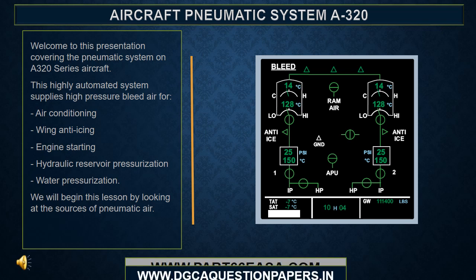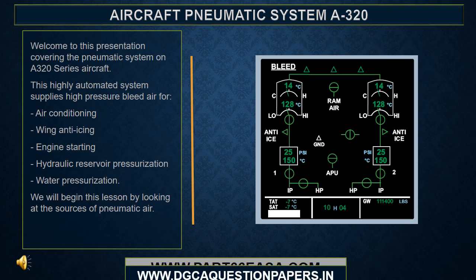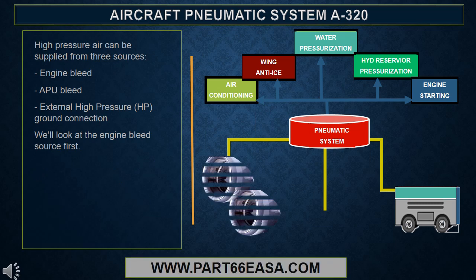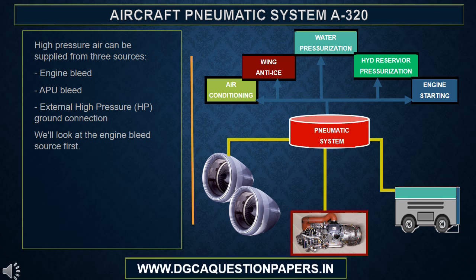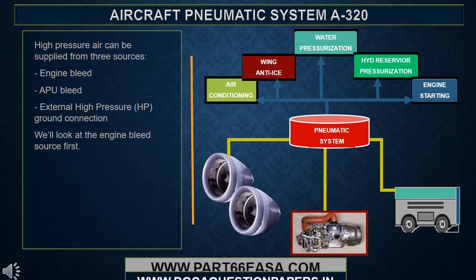Welcome to this presentation covering the pneumatic system on the A320 series aircraft. This highly automated system supplies high-pressure bleed air for air conditioning, wing anti-icing, engine starting, hydraulic reservoir pressurization, and water pressurization. We will begin this lesson by looking at the sources of pneumatic air. High-pressure air can be supplied from three sources: engine bleed, APU bleed, and external high pressure (HP) ground connection. We'll look at the engine bleed source first.